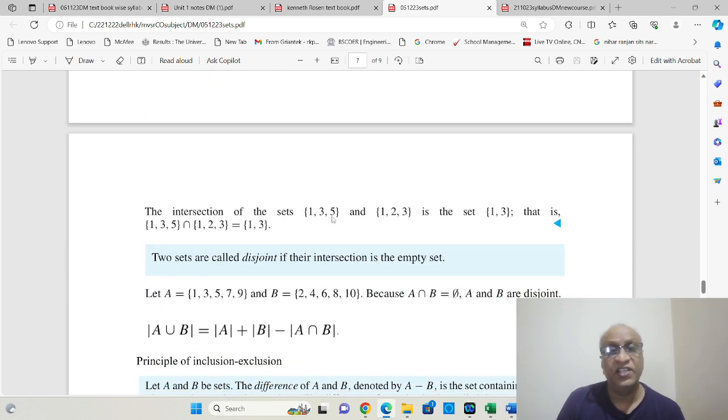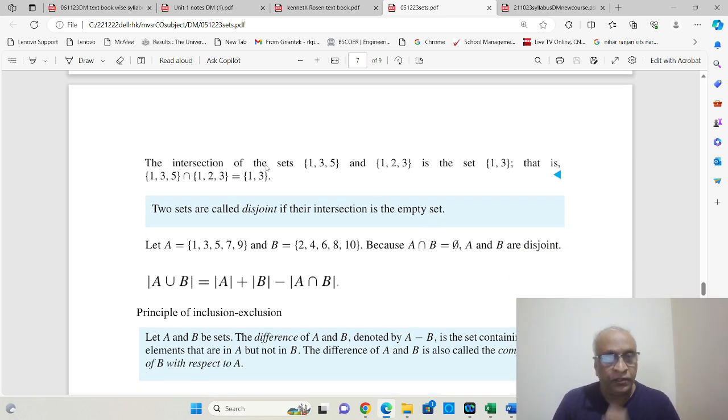Suppose {1, 3, 5} is one set, {1, 2, 3} is another set. So what will be the intersection, which contains elements in both A and B? So 1 is in A and B. 3 is in A and B. So naturally, the intersection of A and B will be {1, 3}. Two sets are called disjoint sets if their intersection is empty. Basically, disjoint sets means no elements are common.